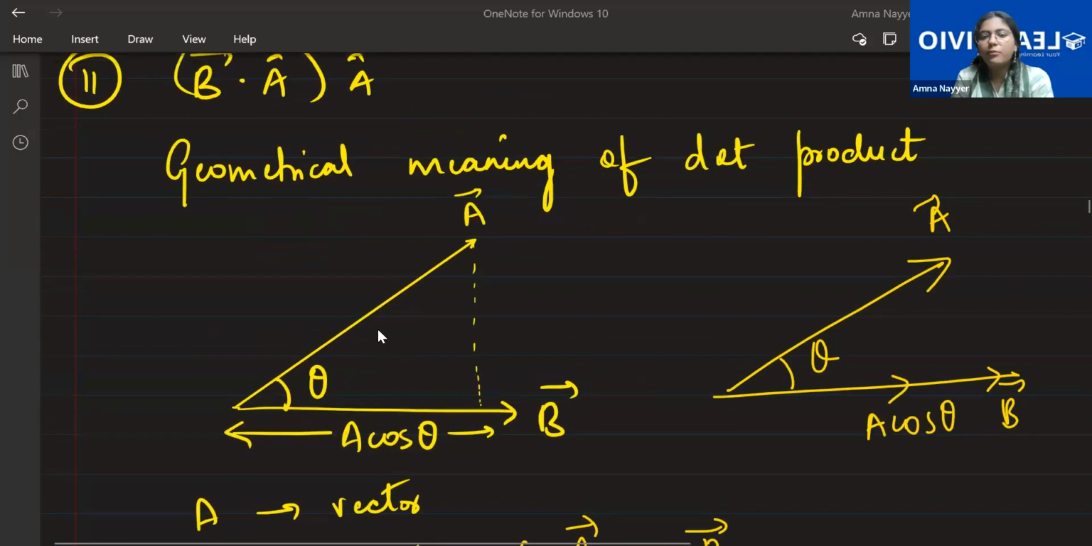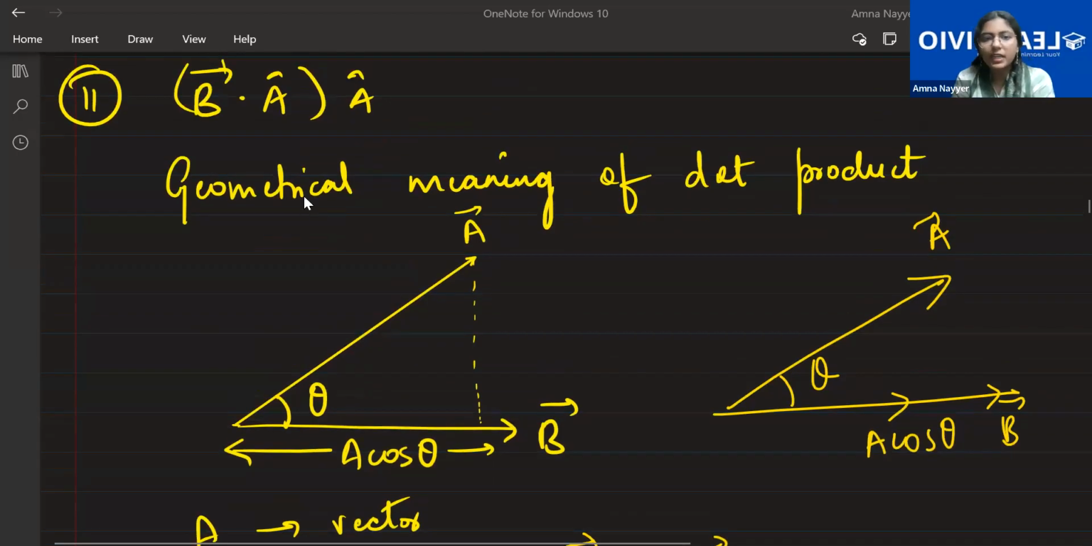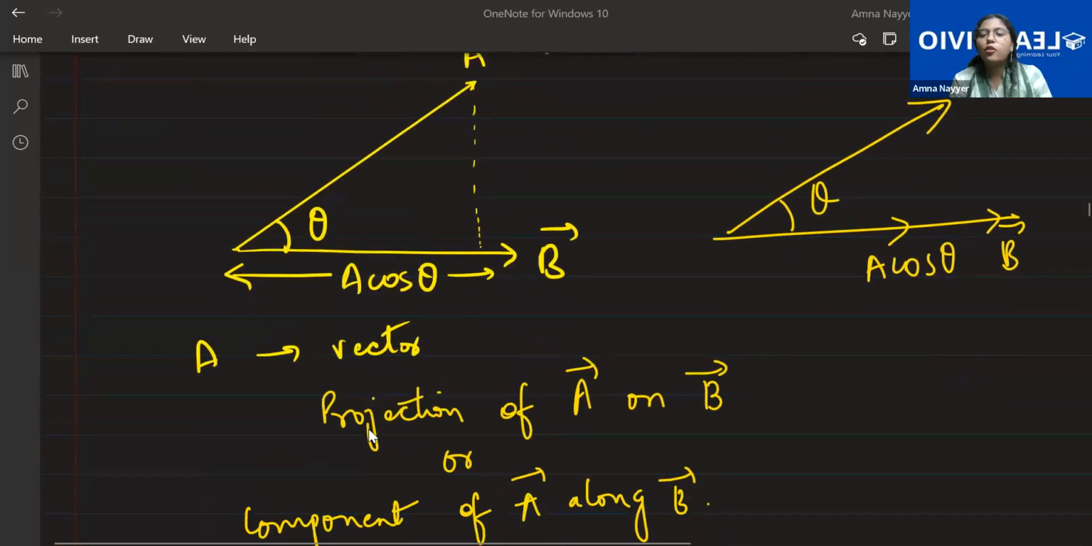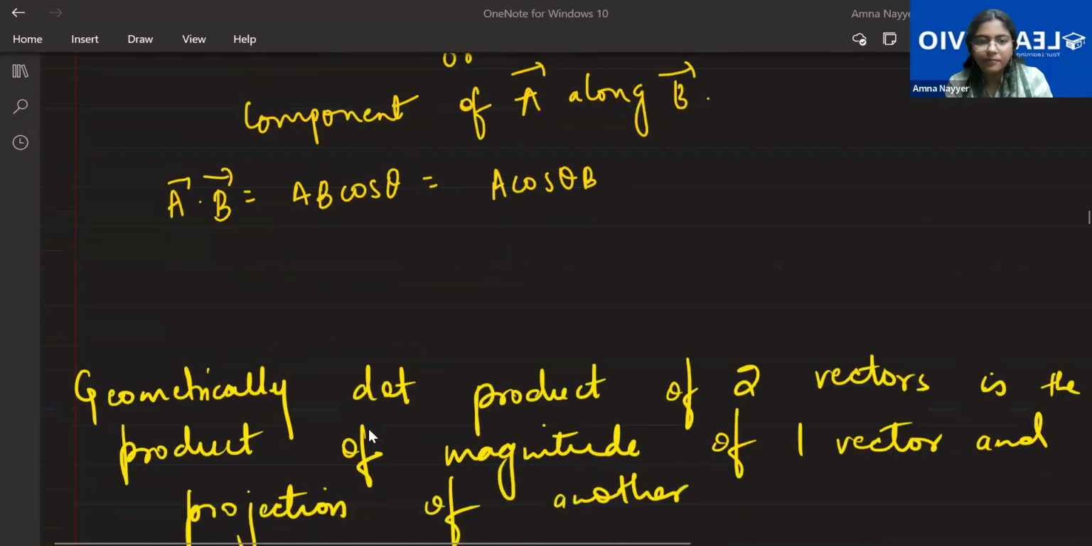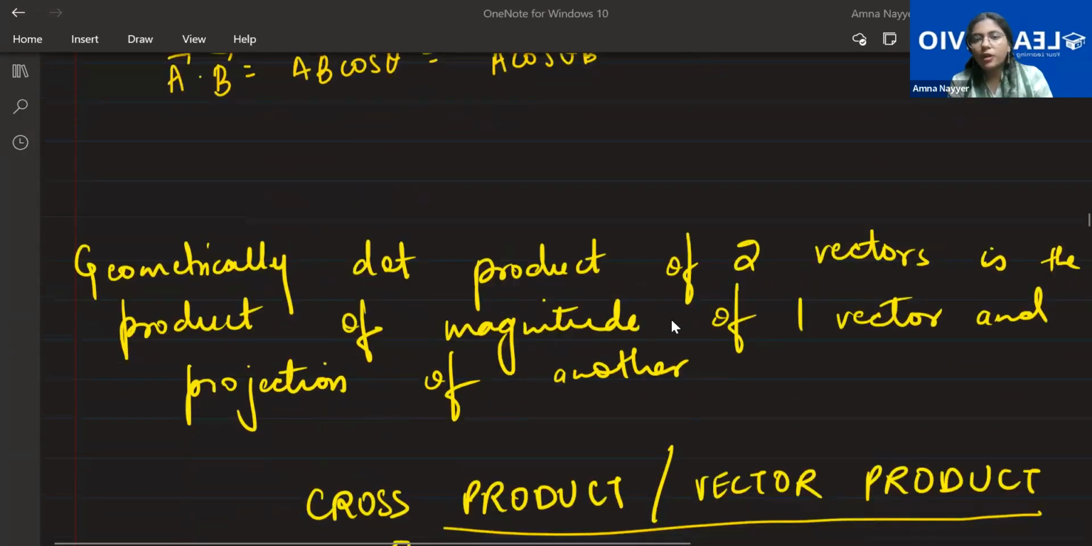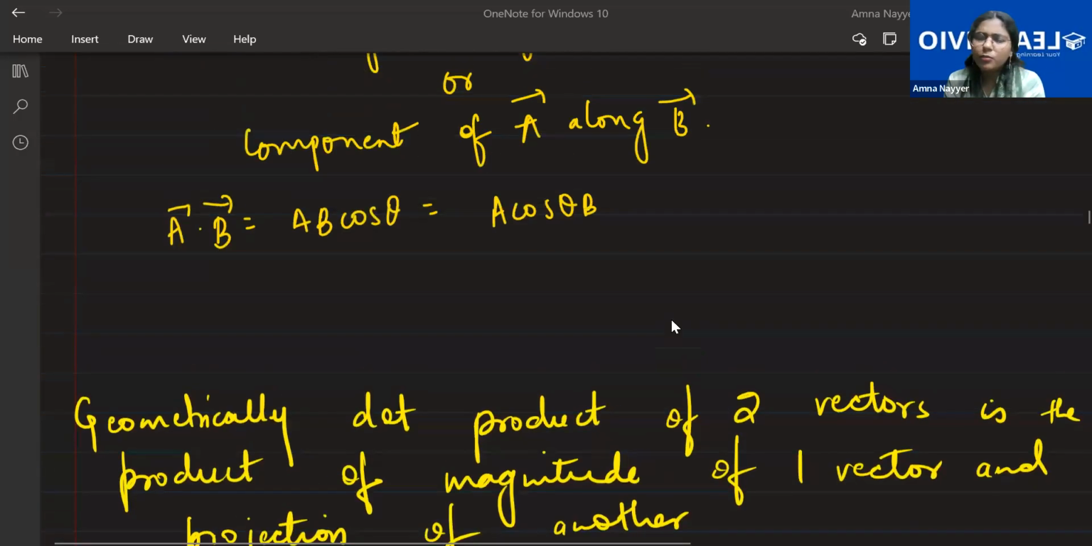So A dot B, which is AB cos theta, is justified from the geometrical diagram. Why do we write projection of A on B? The reason is that a vector's projection means you have resolved it. Whatever is its component along that side, you have taken it. So from here only you have the formula AB cos theta. So geometrically, dot product of two vectors is the product of magnitude of one vector and projection of the other. So projection, you are taking the unit vector for it. Just remember the formula. Formula is sufficient.